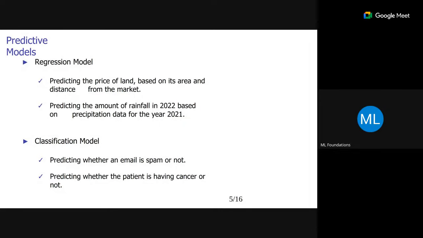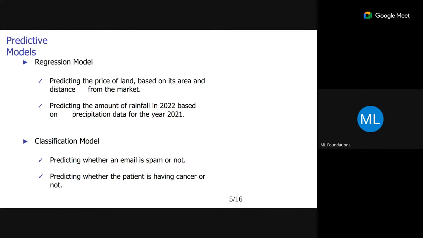Here are examples of predictive models. One is predicting the price of land based on its area and distance from the market. Similarly, predicting house prices based on different attributes of houses, for example the area of the house and the number of bedrooms. Based on those attributes, you try to predict the price of the house. Then predicting the amount of rainfall in 2022 based on the precipitation of the earlier year. Only based on the previous year's data, predicting the rainfall, I don't see that as a very good model. You should have at least 5 to 6 years of data or 10 years, or more than that. If you have a good amount of data, I think the prediction will be good. But that is a different thing.